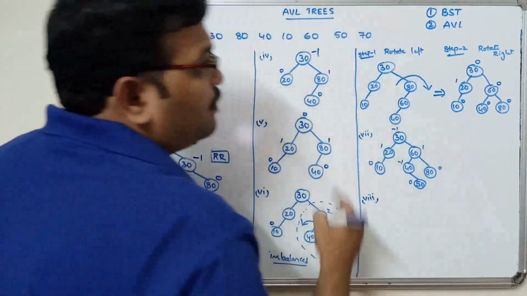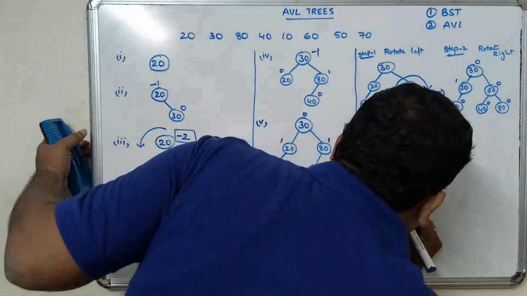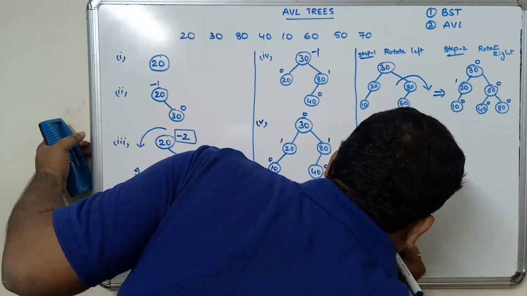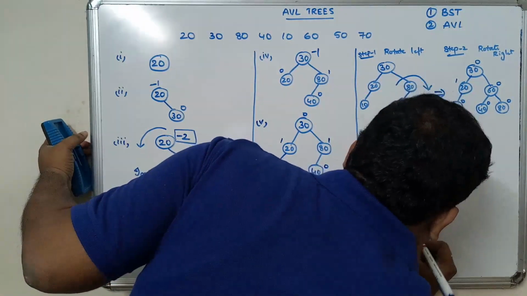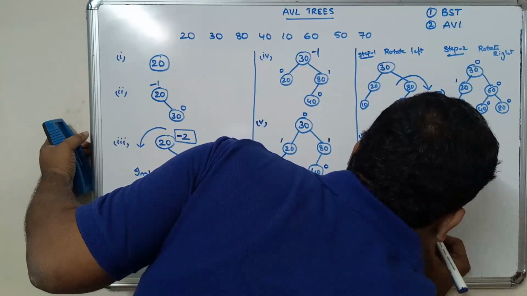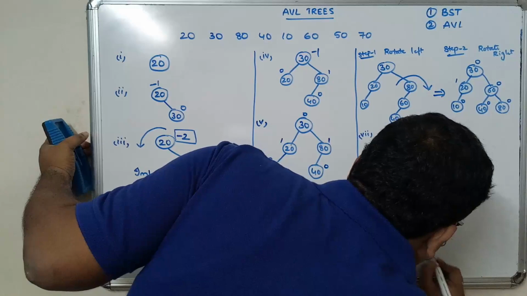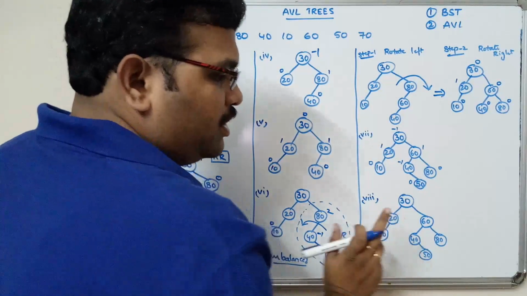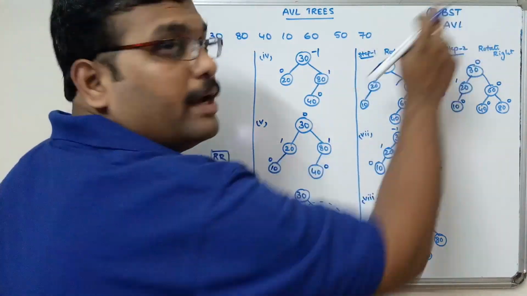Now insertion of a new example. Eighth, we have to insert the 70. So 30, 20, 10, 60, 40, 80, 50. Right? So now we have to insert the 70, that should not violate the BST.